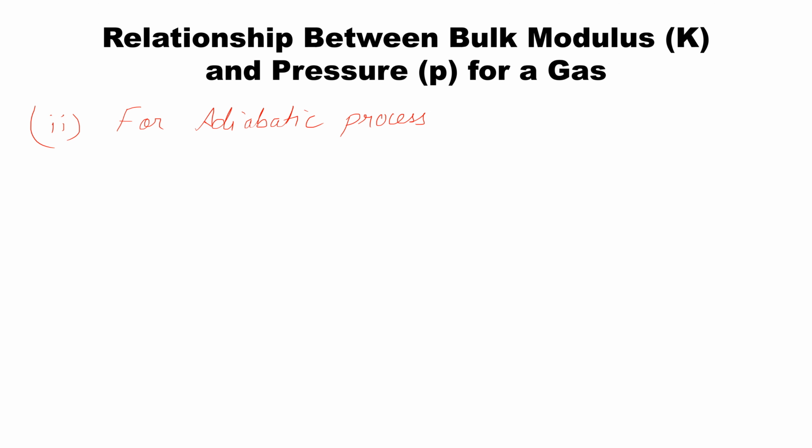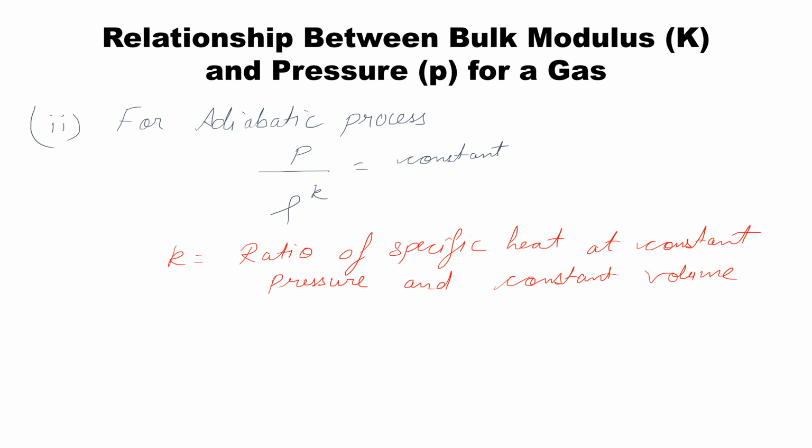Now we will talk about the adiabatic process. In the adiabatic process, there is no heat exchange between the gas or the fluid. So there will be no heat exchange, no in and out of heat. For that we write the expression P divided by density raised to the power K is equal to constant. Some books also take the symbol gamma, so you can take any symbol. If you want to take K, take K. If you want to take gamma, you can take gamma as a symbol.